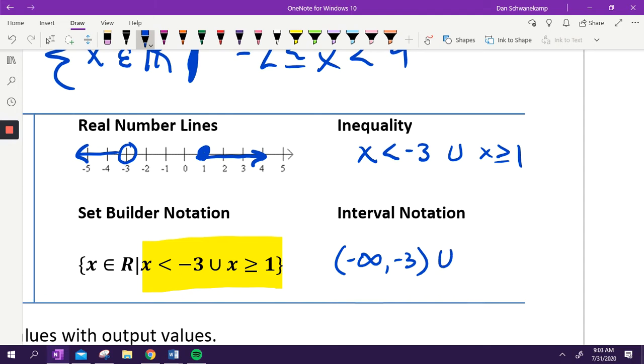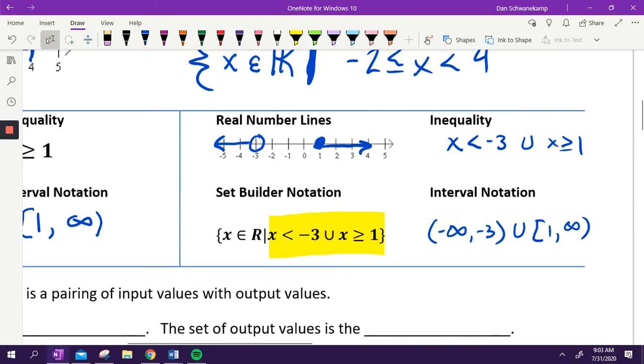Then I got to write a second one here. Jack, what do you think on my second one here? Perfect. Bracket 1, comma, infinity, parenthesis. We're going from 1 to infinity. We're including 1. We throw a bracket on it. Questions on how we can describe those different numbers?